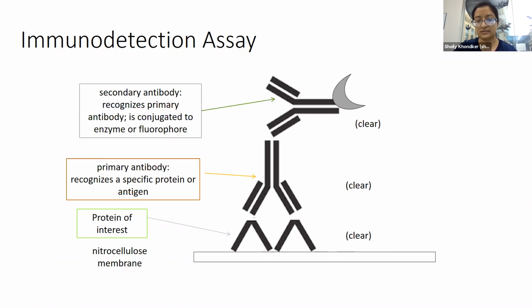Then the next step is a secondary antibody is added. This secondary antibody recognizes the primary antibody. It does not recognize the protein of interest. This is also not visible, but it's usually conjugated to some kind of enzyme or some kind of fluorophore. And this enzyme is what's going to allow the protein of interest to be visualized.